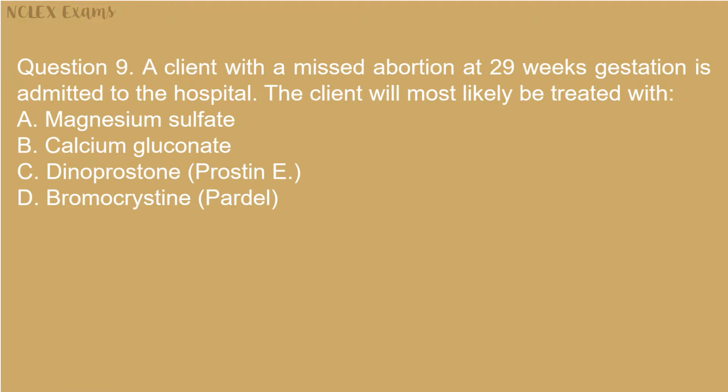Question 9. A client with a missed abortion at 29 weeks gestation is admitted to the hospital. The client will most likely be treated with A. Magnesium sulfate, B. Calcium gluconate, C. Dinoprostone Prostin E, D. Bromocriptine Parlodel.